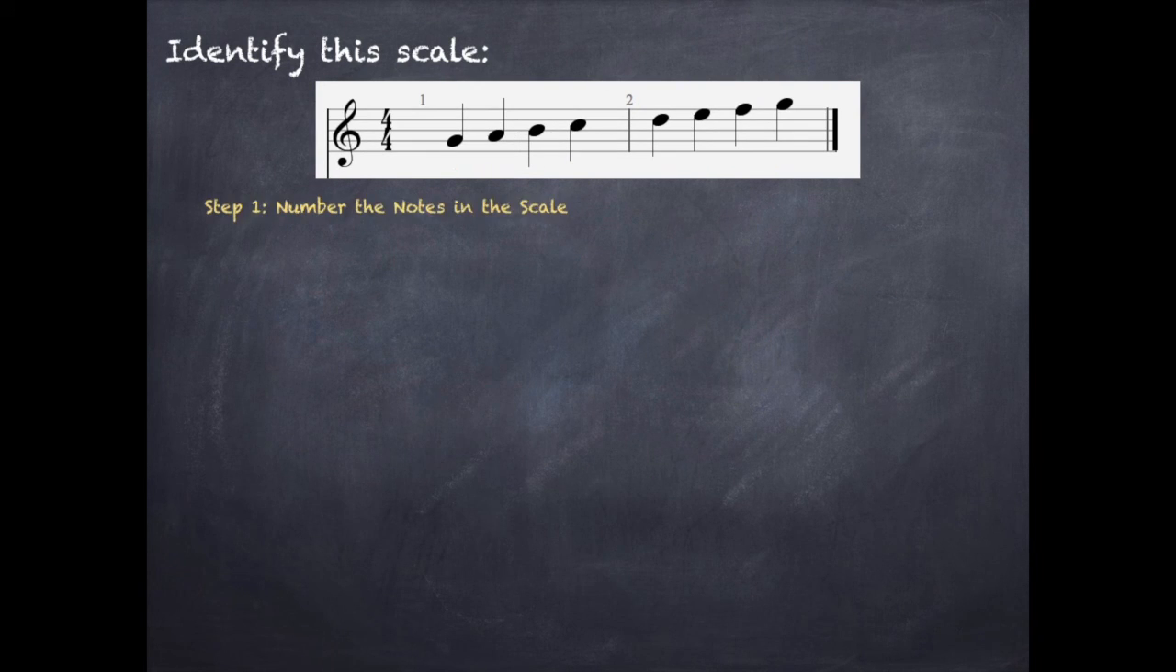It's pretty straightforward. Identify this scale. Step 1, number all the notes 1 through 8. Step 2, identify the root or tonic note in question. Yet again, it's a G.